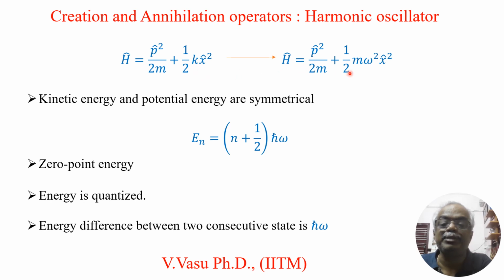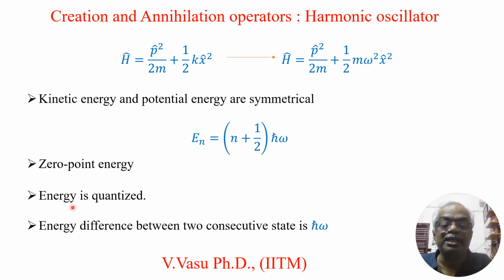Then this k can be written as m omega squared. So the Hamiltonian is p squared over 2m plus 1 over 2 m omega squared x̂ squared. Also here you can see the nth state energy of the harmonic oscillator is (n plus half) times h cross omega. Here I would like to highlight three important points. One is when n equals 0, it is half h cross omega. This is called the zero point energy. So there will be a minimum energy of half h cross omega.